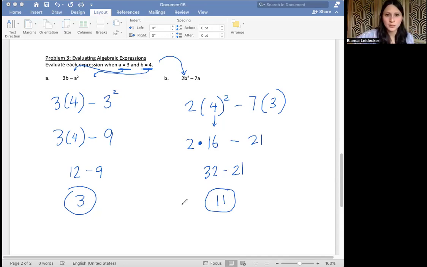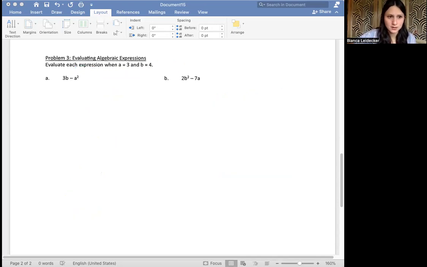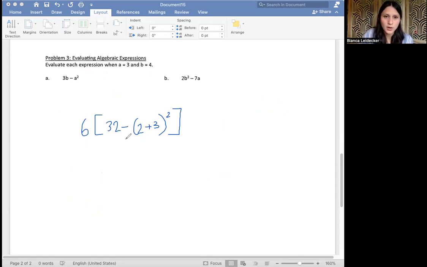I want to do one more problem that has a bunch of parentheses. And you can write this in your notes as you're following along with me. But it looks like this. 6 times 32 minus parentheses 2 plus 3 to the second power, close your parentheses. So here we go. What happens when we have multiple parentheses? Do the most inside first. Parentheses come first, which means I need to simplify this to become 5.